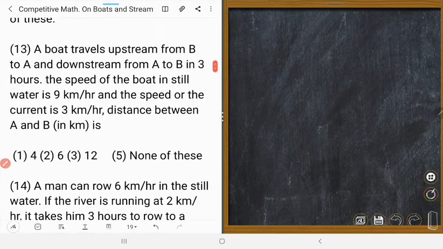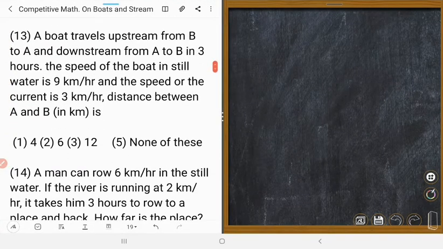Next one is 13. A boat travels upstream from B to A and downstream from A to B in 3 hours. Right? The speed of the boat in still water is 9 km per hour and the speed of the current is 3 km per hour. Distance between A and B is asked.